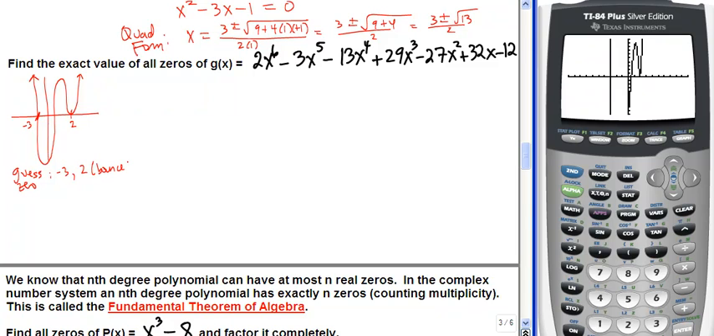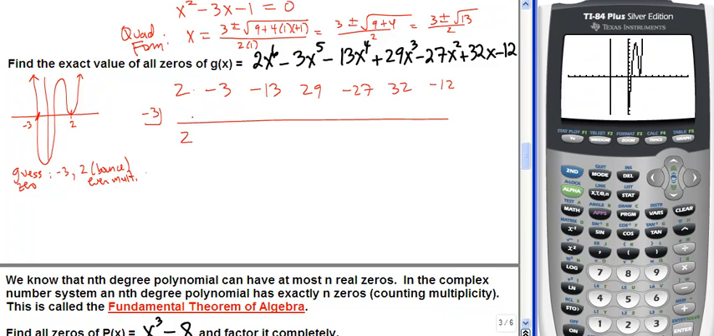So that means it's going to have even multiplicity. And since this is degree 6, that means it could be even multiplicity of 2, 4, probably not 6, right? Because we knew that we had another 0 over here. So it's probably a multiplicity of 2 or 4. So let's see what's going to happen here. We're going to take our coefficients all the way across the top. So 2, -3, -13, 29, -27, 32, and -12. And let's go ahead and divide through by that -3 first.